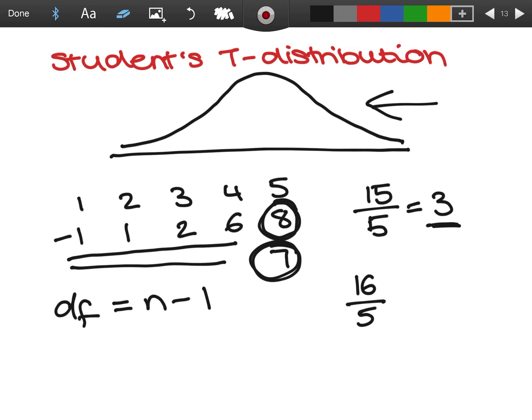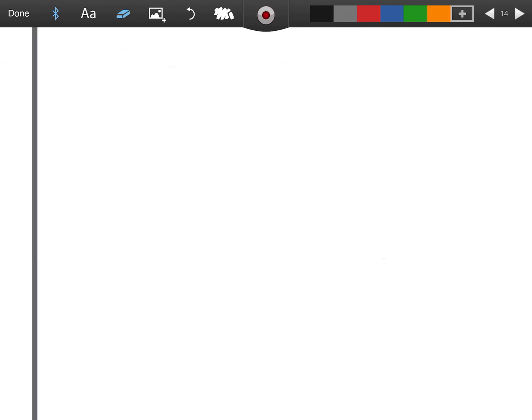So now I want to look at how we can create a t interval. When we don't know that population standard deviation, we can't create a z interval, but what we are going to create is a t interval.